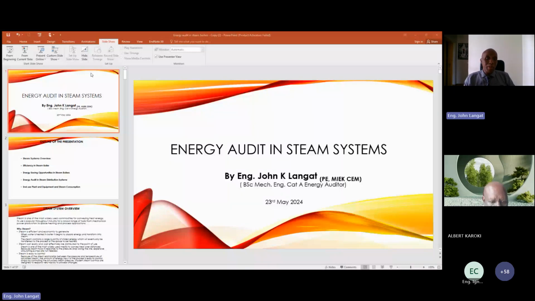So basically, I'm on the second slide. I've outlined the presentation in terms of the steam system overview, efficiency in the steam boiler, and thereafter we look at energy saving opportunities in the steam boiler.